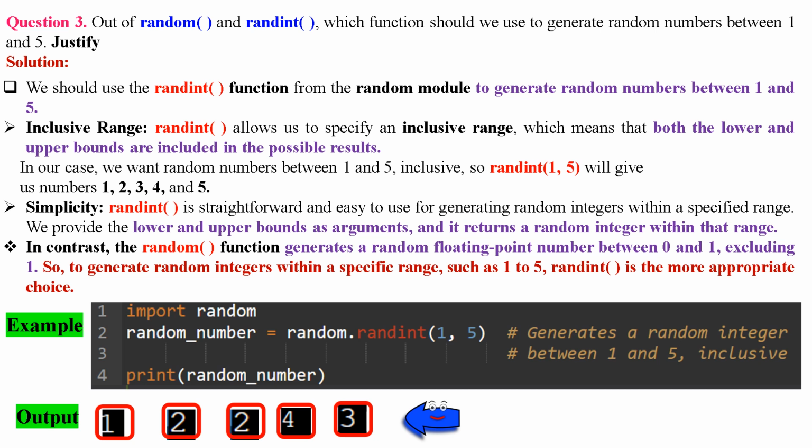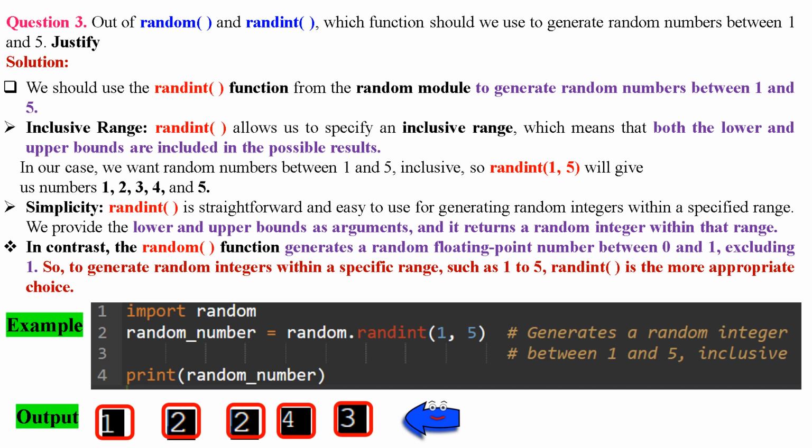Question 3. Out of random function and randint function, which function should we use to generate random numbers between 1 and 5? Justify. Let's see the solution. We should use the randint function from the random module to generate random numbers between 1 and 5. Inclusive range. Randint function allows us to specify an inclusive range, which means that both the lower and upper bounds are included in the possible results.